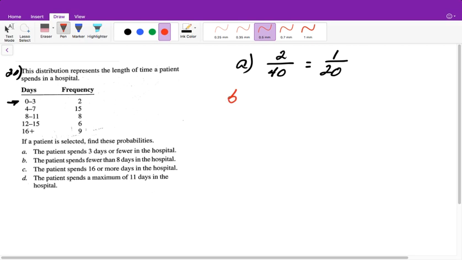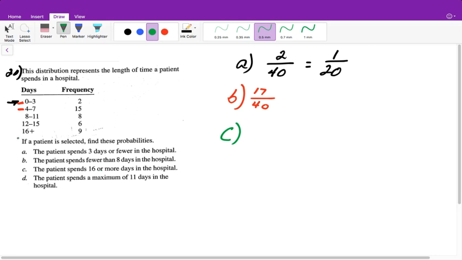All right, for question B, it says the patient spends fewer than 8 days in the hospital. So we can't include this 8 to 11 because it's fewer than 8 days. It's not including it. So that means we're looking at 0 to 3 days and 4 to 7. So first we need to figure out how many total people stayed fewer than 8 days? And that says 2 and 15. So there's a total of 17 people who stayed fewer than 8 days. It's still 40 total people that we can choose from. So the odds of you picking, and this doesn't reduce, a patient that stayed fewer than 8 days in the hospital is 17 out of 40.